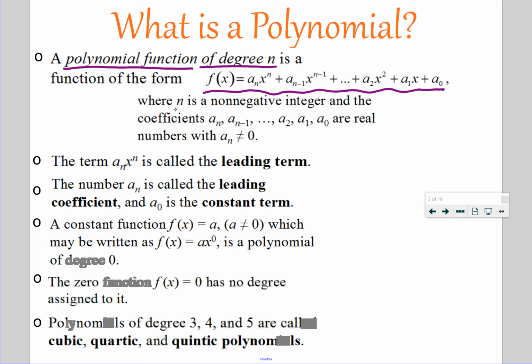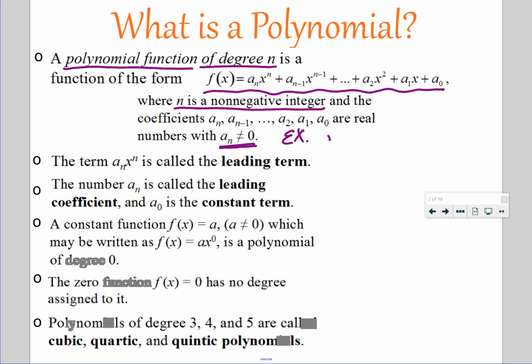There's some conditions. N, meaning our powers, need to be non-negative integers. So our whole numbers, 0, 1, 2, 3, 4. So no negative exponents, no fraction exponents, no decimals, anything like that. Our coefficients are going to be real numbers, and our leading coefficient, which we'll define officially in a second, cannot equal 0. So let me give you an example of a polynomial.